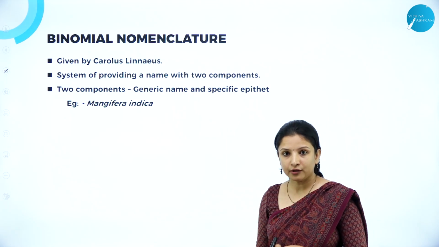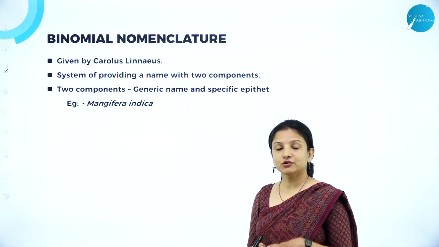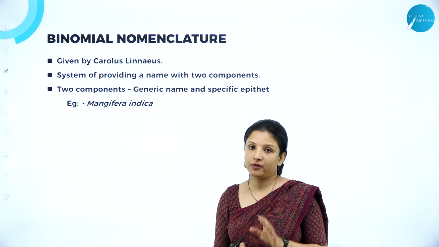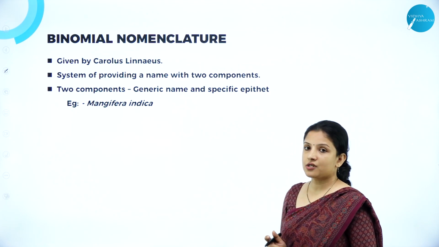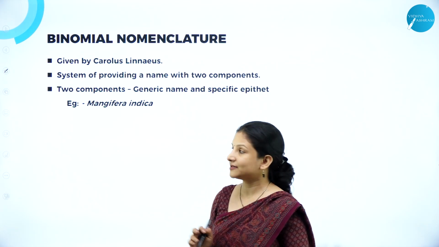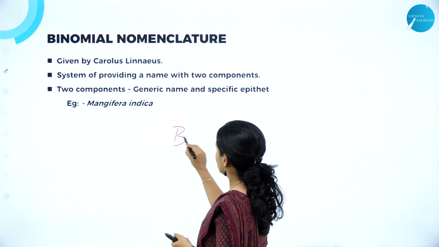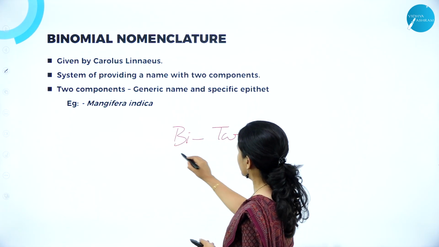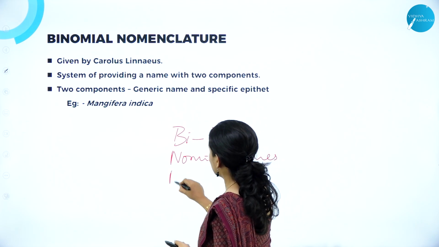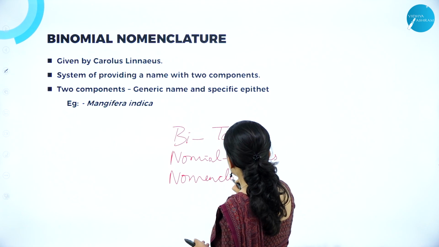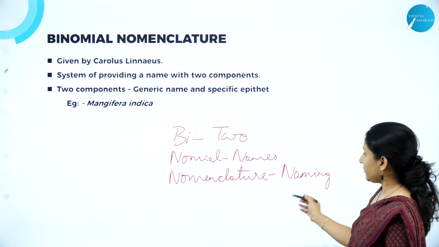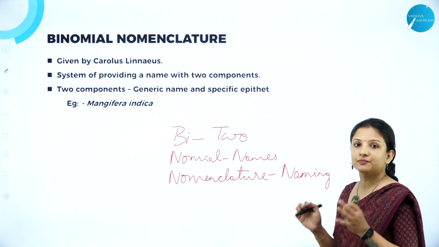So talking about binomial nomenclature. What is binomial nomenclature? We understood that nomenclature means naming of a particular organism or giving a scientific name to a particular organism. Binomial nomenclature is nothing but naming of an organism using two names or two components. In the word itself, the meaning is there. Bi means two, so binomial means two names, and nomenclature means naming. So naming an organism using two names is called as binomial nomenclature.